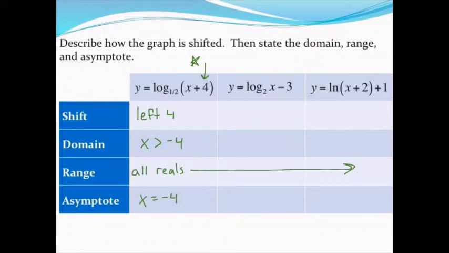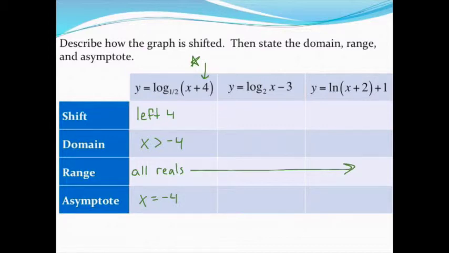Okay, let's try one more together, and I'll have you guys try that last one on your own. So be careful with this one. Oh, by the way, notice too, I'm not even looking at what my log base is, whether it's log base 2 or log base 1/2. None of that affects anything about my domain or range. So I don't even really care what my log base is.